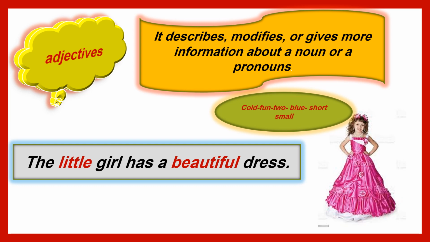Look at this example. The little girl has a beautiful dress. What is the adjectives here? Little and beautiful. The first adjectives comes to describe the girl, and the second adjective, beautiful, comes to describe her dress. So we have 2 adjectives and these 2 adjectives come to describe different nouns.